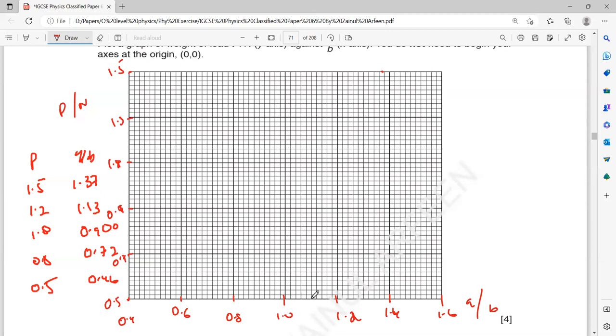This is 1.02, this is 1.1, and 1, 2, 3, 4, 5. So this is 1.2, then 1.12, 1.14. So this will be here. Then 1.0 and 0.9. So 0.9 and 1.0. Then 0.8 and 7.2. So 0.8 and 0.78.